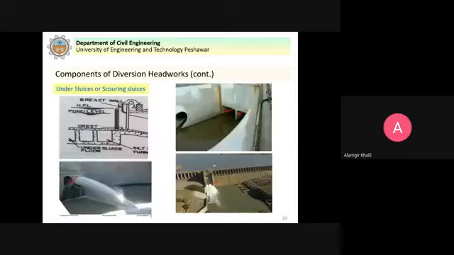Even here you can see that these are in the form of tunnels, which are basically silt excluders. The silt along with the water flows here, and then these gates are opened and the silted water is flushed downstream of the river. So these are under sluices or scouring sluices.